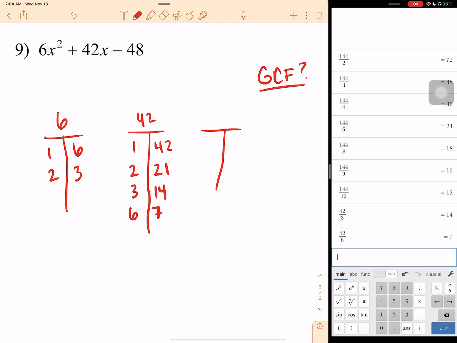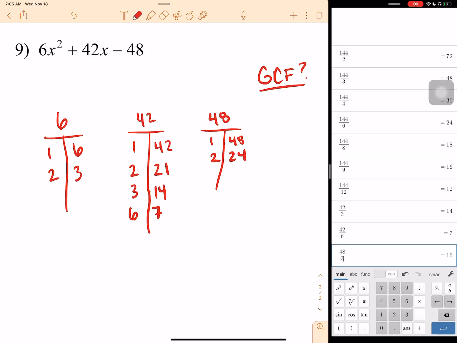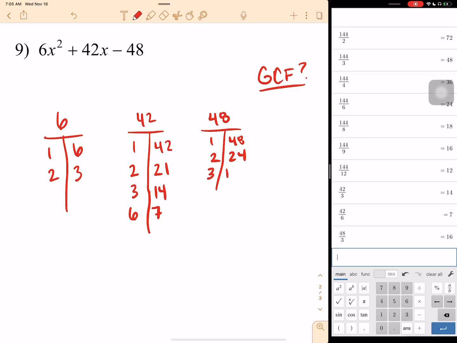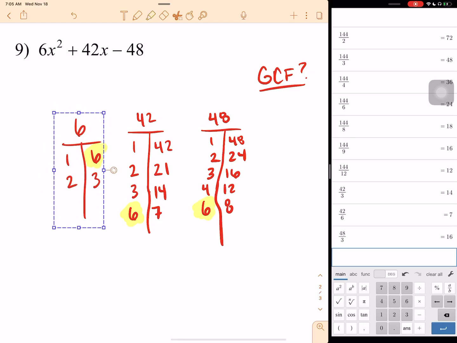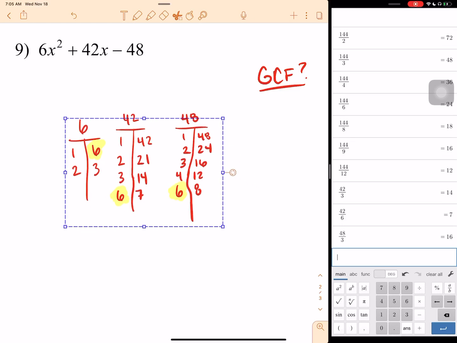So 6 times 7. And then 48, same idea, 1 times 48, 2 times 24. 48 divided by 3, yep, 16. 3 times 16. Okay, 4 does go into it, 4 times 12. 5 does not, 6 times 8. And I believe that's it. So if you guys look here, every single one, besides the factor of 1, every term has a 6 as a common factor. So our GCF is going to be a 6.